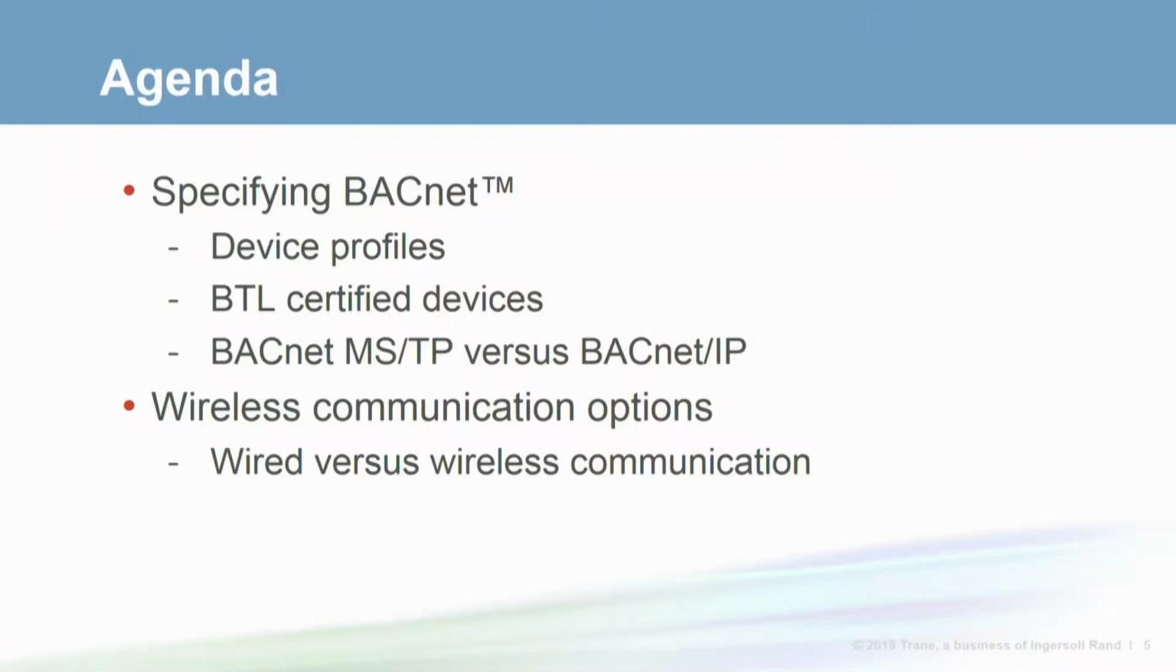The marketplace demands open standard communication protocols to deliver flexible and interoperable control systems for building owners. Recent innovations in the industry have made this even more prevalent. On today's program, we'll start with a discussion of the BACnet communication protocol with an emphasis on specifications to ensure the needs of the owner are indeed met. Then we'll discuss various wireless communication options and where each best applies. And finally, we'll wrap up with a comparison of wired versus wireless communication.